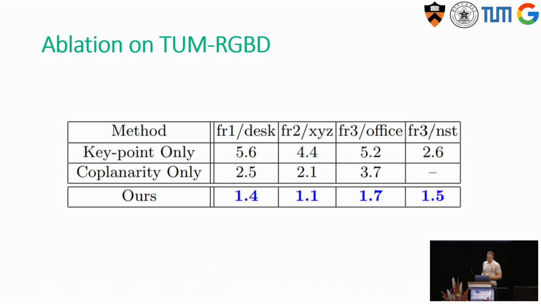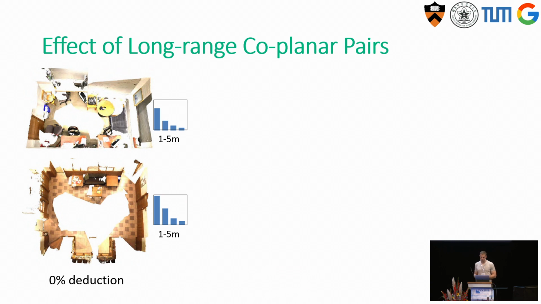What's also interesting is if we do an ablation study here, how much do the coplanarity matches actually help compared to the key points? If you only use key points, you get about 5 centimeter errors here. Comparing it to that, the coplanarities are a little bit better. But for instance, we have one scene here at the right where we only have a plane, so the coplanarity alone is not enough to constrain it. But the nice thing is we can combine both together and get the best of both worlds, setting a new state-of-the-art here.